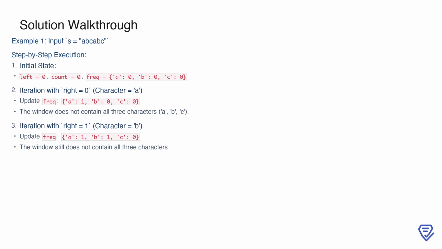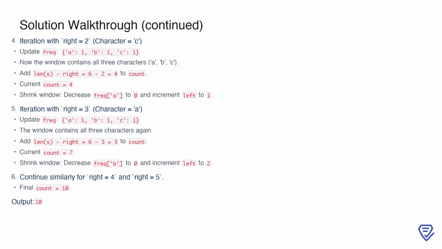Proceeding to right equals 1, where the character is B, we update the frequency map again to A: 1, B: 1, C: 0. Still, the window does not include all 3 required characters, so we continue expanding the window to find a valid substring. Next, at right equals 2, the character is C.